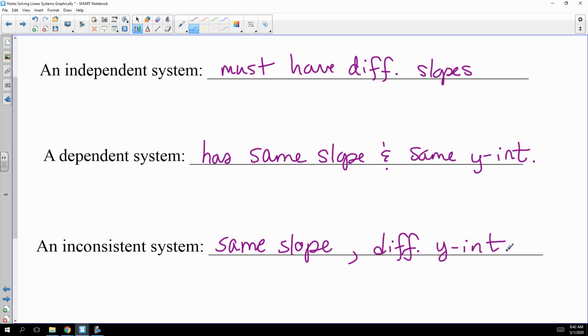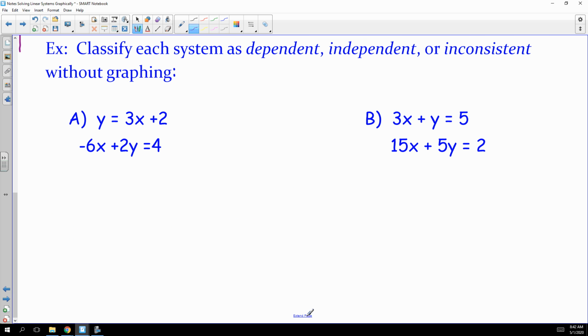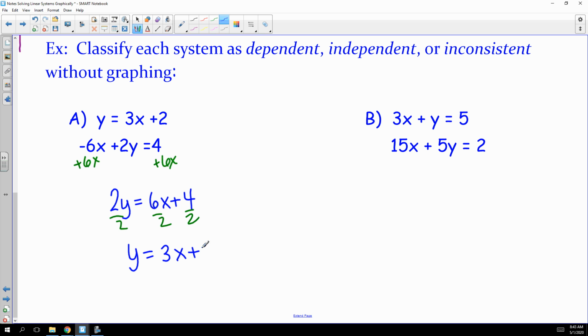Okay, so let's talk about classifying a couple of systems just like that, thinking about what we've got and how we can do that algebraically without actually graphing. So in the first problem, we've got y equals 3x plus 2 and negative 6x plus 2y equals 4. The first one's already in slope-intercept form. Let's figure out slope-intercept form for the other line. And we get 2y equals 6x plus 4. Divide every term by 2. And we end up getting y equals 3x plus 2.